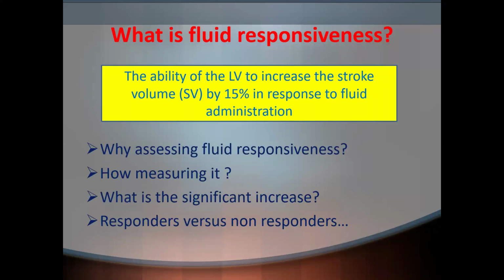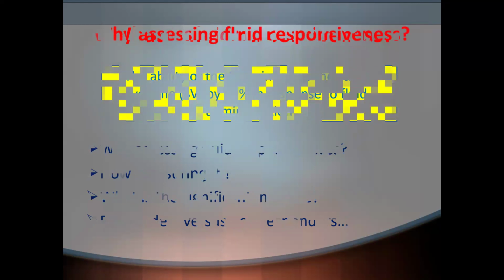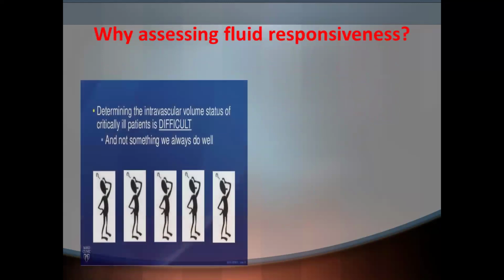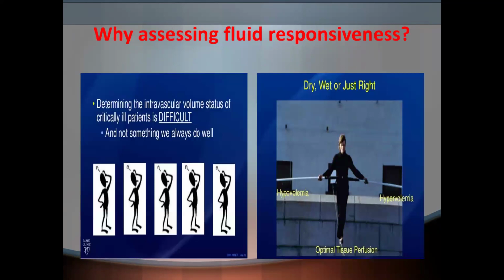Why are we assessing fluid responsiveness in the ICU, how can we measure it, and what is this significant increase? As we said before, in a critically ill patient in the ICU, it is sometimes difficult to assess volume status. So we need a specific measurement to tell us whether the patient will benefit from more fluid, or needs another intervention.